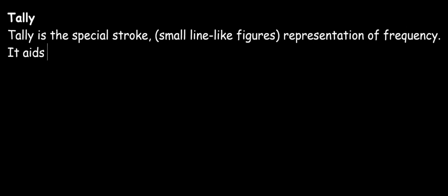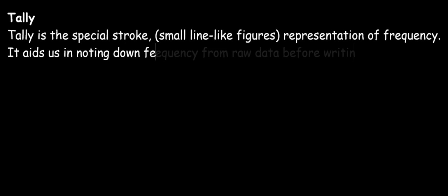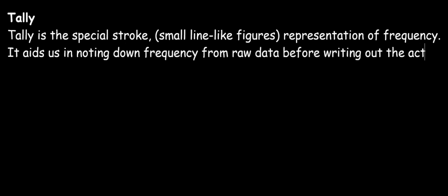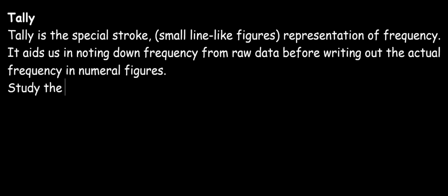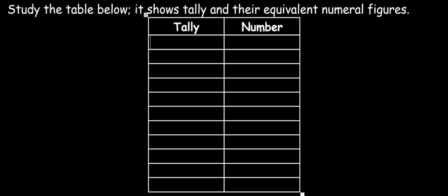It aids us in noting down frequency from raw data before writing out the actual frequency in numerical figures. Study the table below. It shows tally and their equivalent numerical figures. Okay, in the table, we have tally, the numbers. First, 1 is indicated by the stroke I, then 1. 2 is two strokes, then 2. 3 is three strokes, then you write the 3 out. 4 is four strokes, then you write the 4 out.